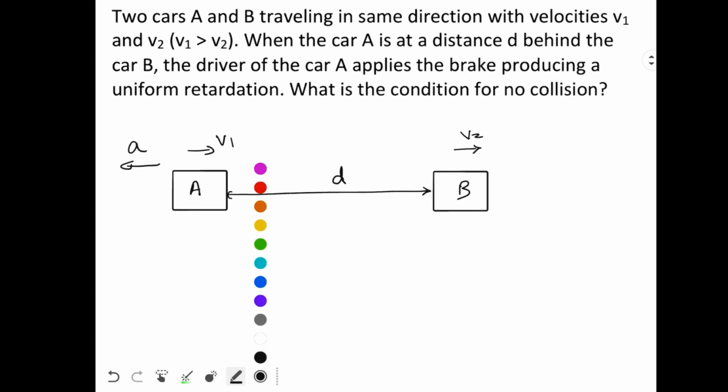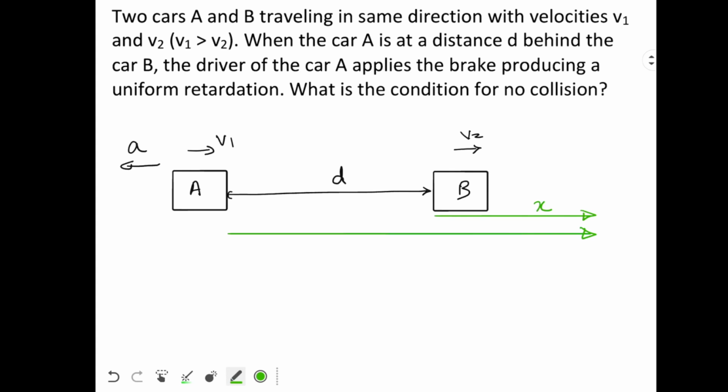Now just to avoid collision, let's say after some time car B travels a distance x. In the same time car A will travel the distance d plus x. So when car B reaches this point, car A also reaches the same point, and they are just avoiding collision. That means at this moment what is happening? That is very important to understand. We are solving this with respect to ground.